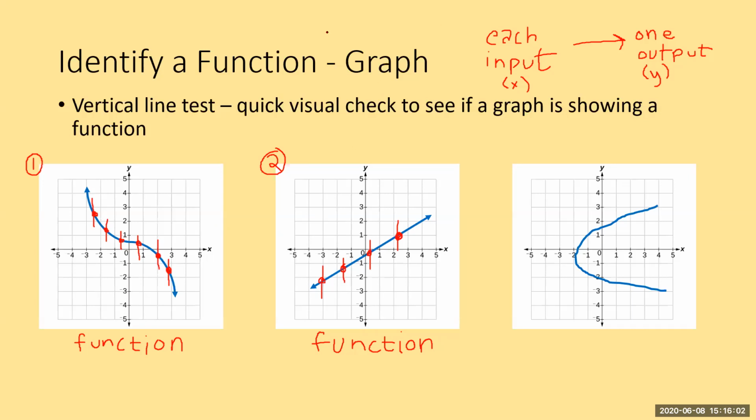Now let's look at graph number 3. So graph number 3, say I draw a vertical line through it. Now here, my vertical line has crossed the graph in 2 different points. And there's many places along this graph where if I draw a vertical line, it's going to cross the graph at more than 1 point. It's going to cross the graph at 2 points. So we would say that this graph fails the vertical line test, which means it is not a function.